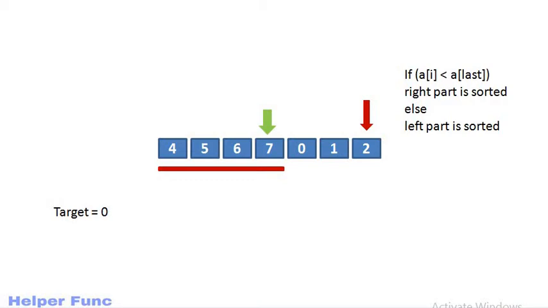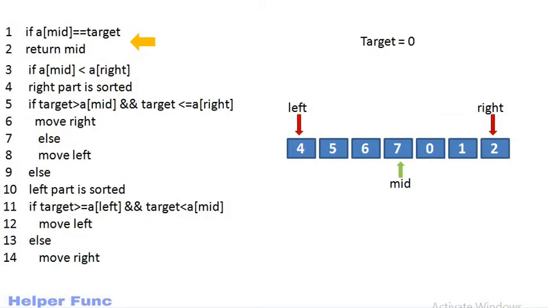Now as we know which part is sorted, we can use this sorted part to search our target. If our target lies in that sorted range, then we will move to that sorted part, otherwise we will move to the other part. Thus we will be using binary search to solve this problem. We have two pointers, left and right, and mid is the middle element. Anytime the array of mid is equal to target, we will return mid.